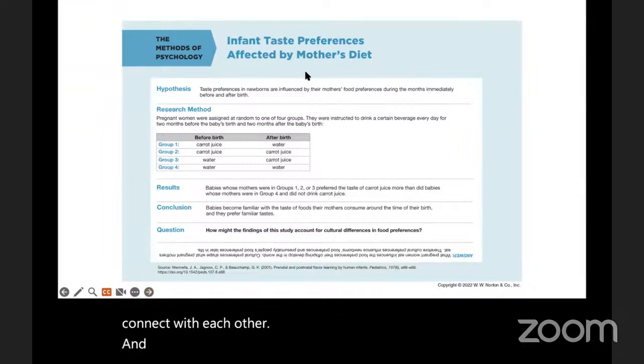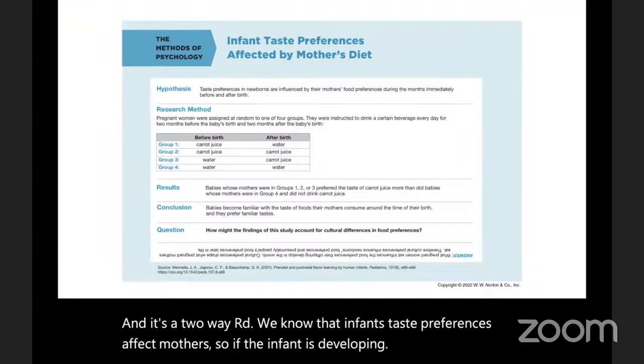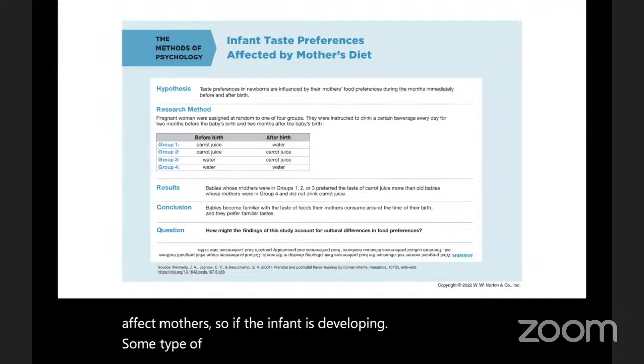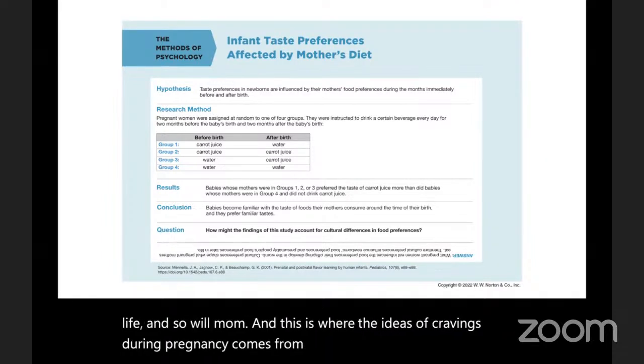And it's a two-way road. We know that infants' taste preferences affect mothers. So if the infant is developing some type of preference, they will have that preference later in life, and so will mom. And this is where the idea of cravings during pregnancy comes from. Okay.